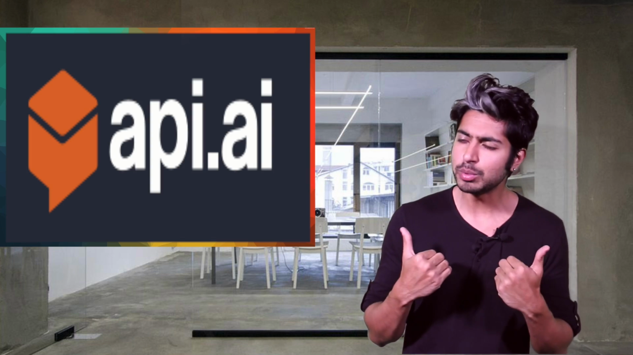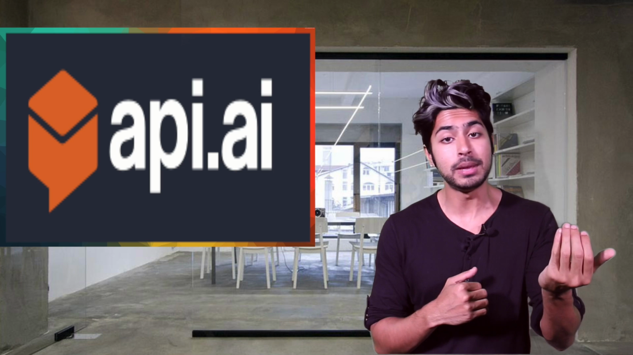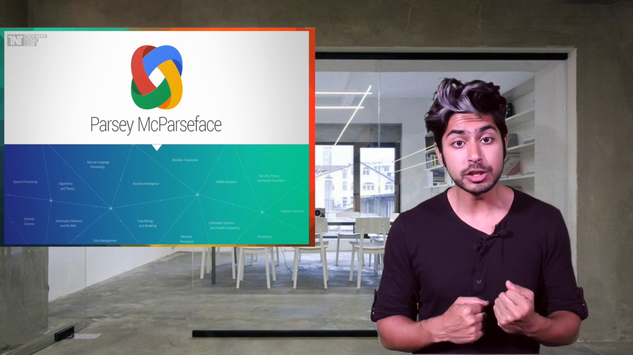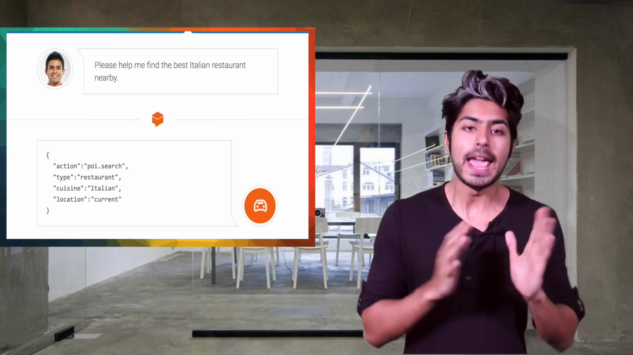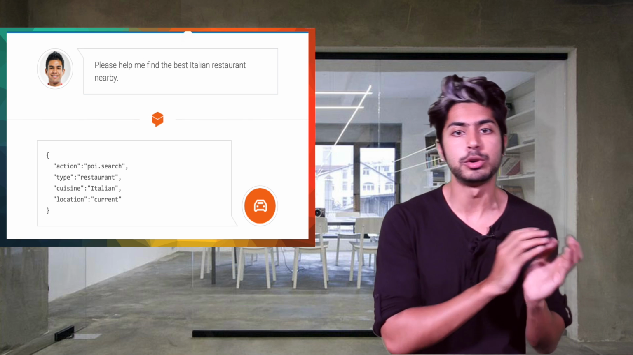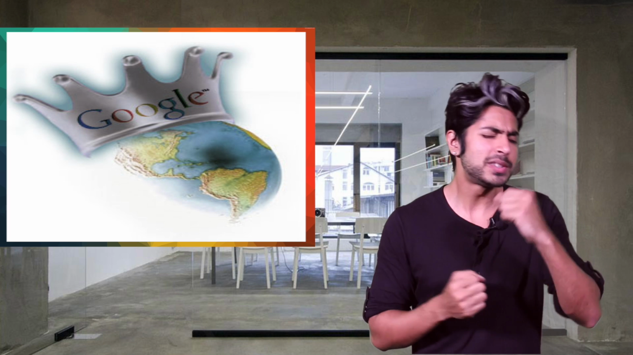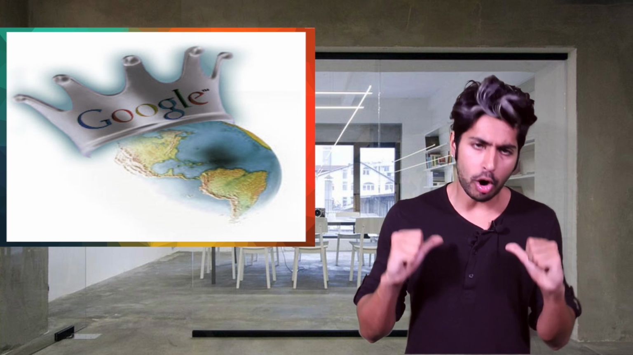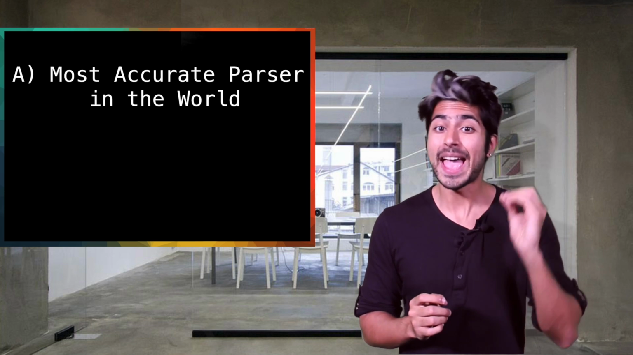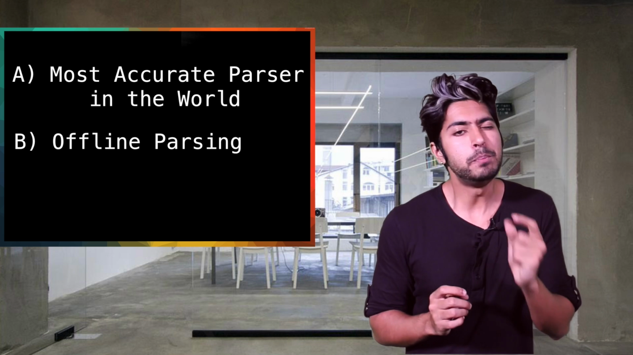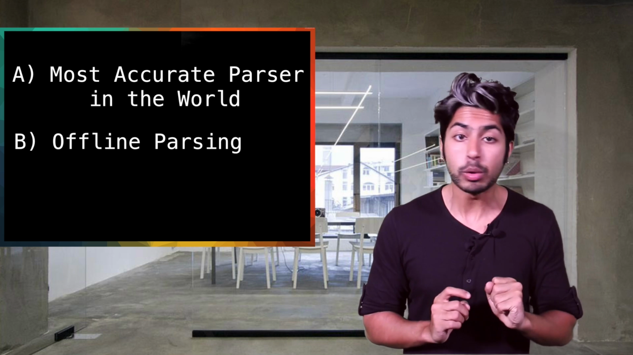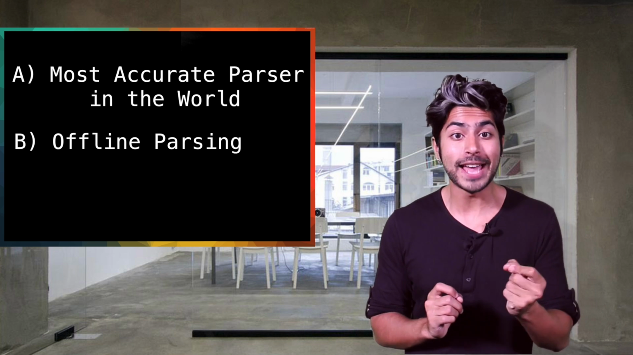So when thinking about what tool to demo in this video, I was really torn between an NLP API called API.AI and Google's newly released English parser, Parsey McParseface. API.AI takes in an input query and returns an analysis of the text. Parsey is Google's newly released English parser. Both have similar functionality, but I'm gonna go with Parsey because A, it's currently the most accurate parser in the world. B, if you built it into your app, that's one less networking call you have to make, which means you can parse text offline.